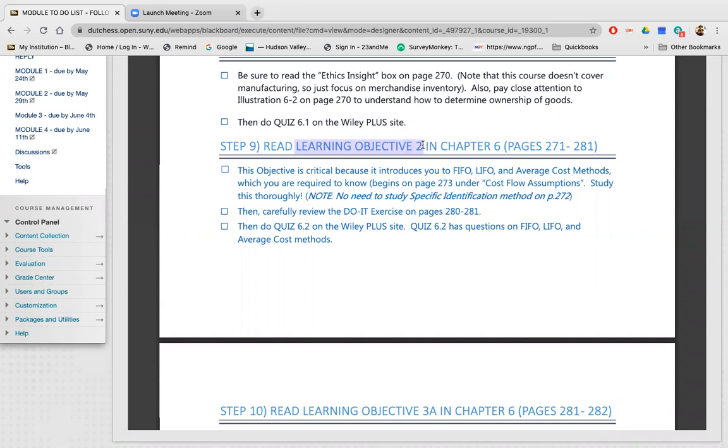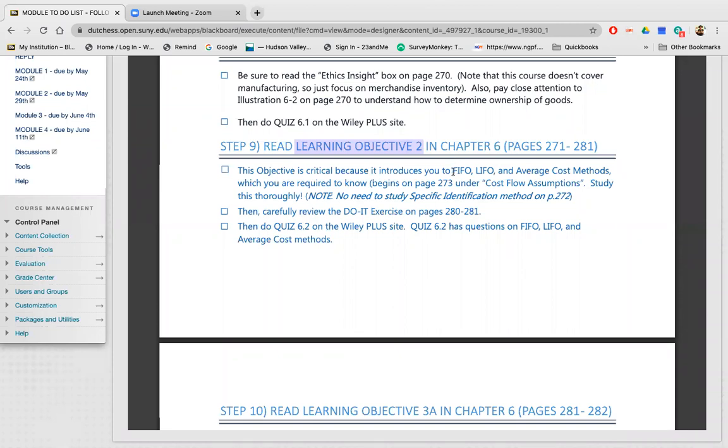This looks at how businesses cost out their inventory. Now remember, businesses are buying inventory all year long. So because they have to sell it and they have to assign a cost to what they sold, it's called the cost of goods sold, they have to have a method to assign costs. And so Objective 2 in Chapter 6 looks at the common methods that are used.